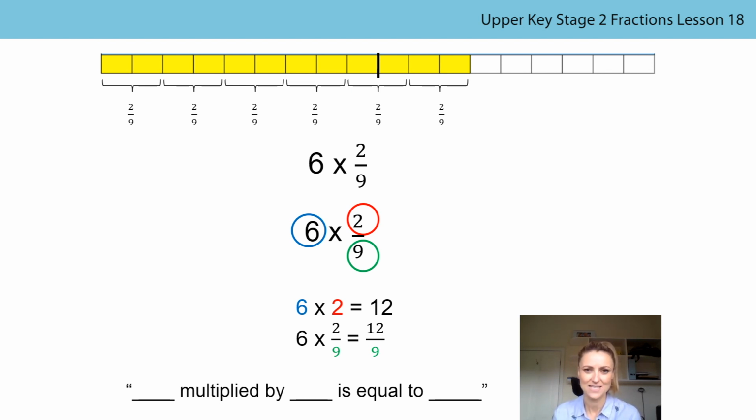I asked you in the last slide to predict about the product and what kind of size it would be. Did you predict that it would be greater than a whole, and therefore 12/9 is an improper fraction, isn't it? Well done, I'm sure you spotted that.